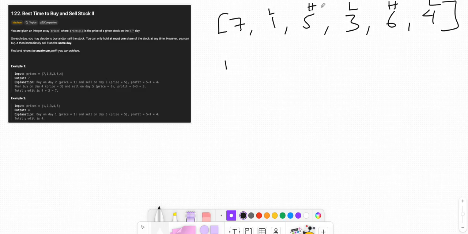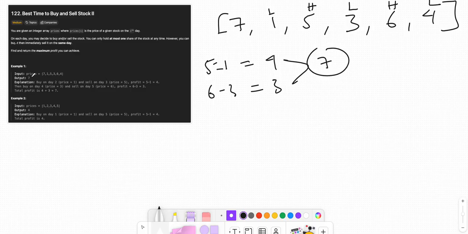Buying at the low of 1 and selling at the higher 5, the profit is 5 minus 1, about 4. Then the low is 3 and the high is 6, so 6 minus 3 is 3. Any time we check the low point, we look for the next high, the same thing.